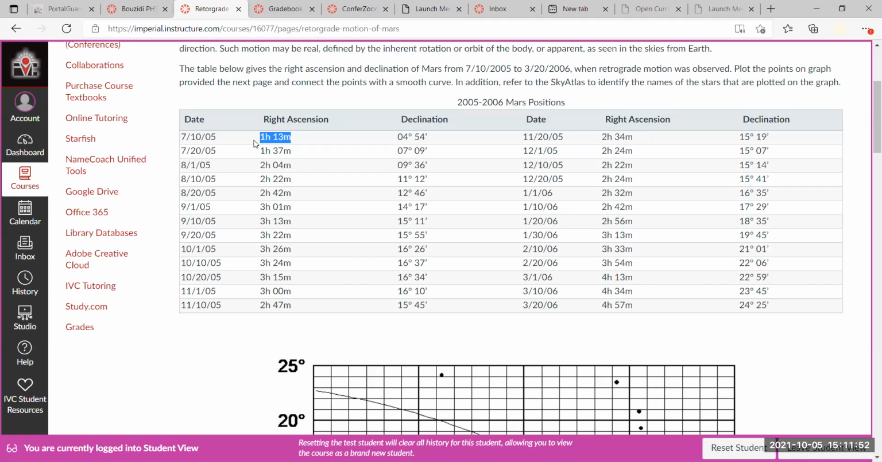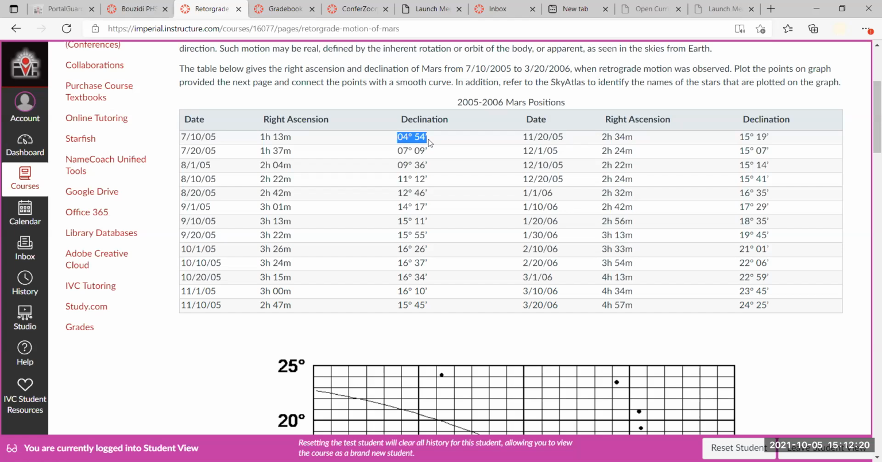So think of a circle, instead of 360 degrees, as 24 hours, where hour 0 is in the east, and then you go slightly south, and that's hour 1, and then you continue just like the clock moves. Okay, so that is the right ascension. So 1 hour and 13 minutes, 1 hour and 37 minutes, and so on. The next day it was 2 hours and 4 minutes, and so on and so forth. The degrees, which is the inclination, the declination in this case, is actually in degrees.